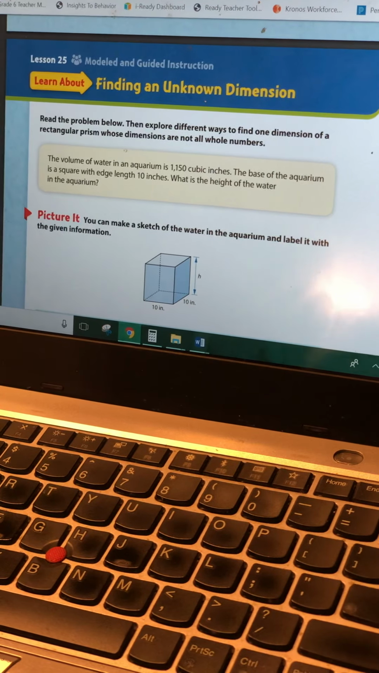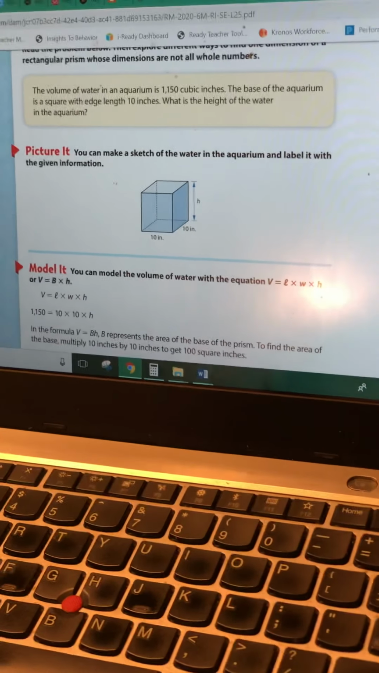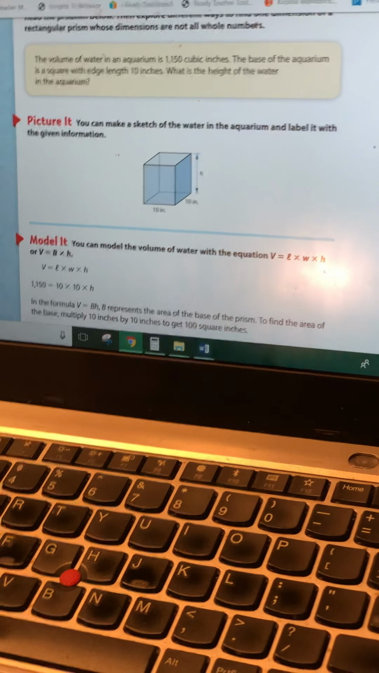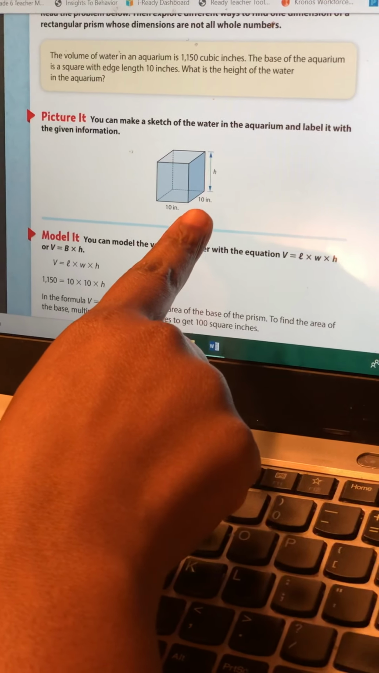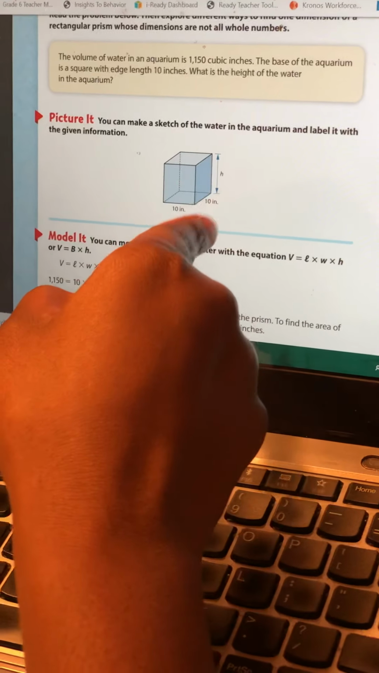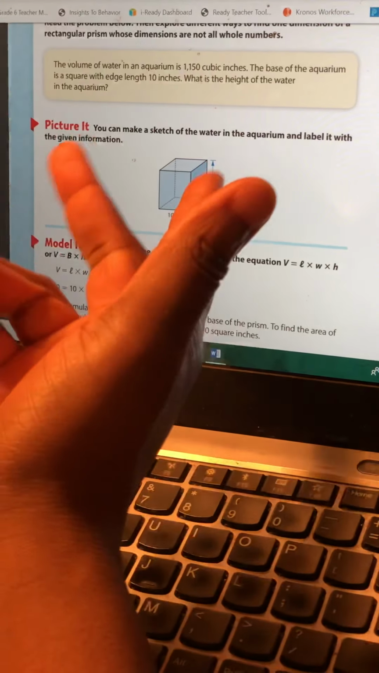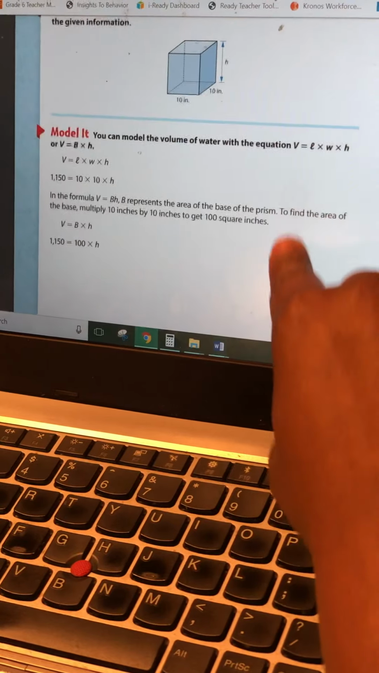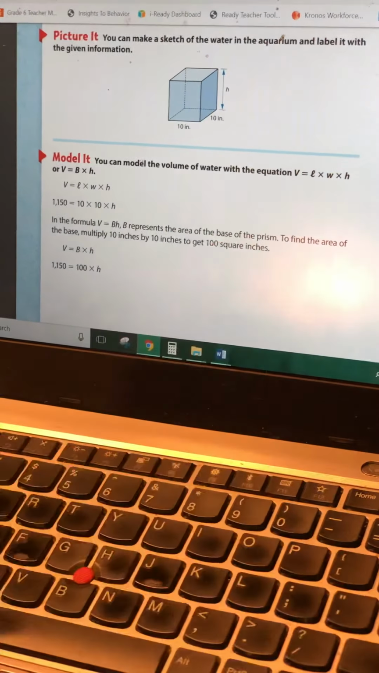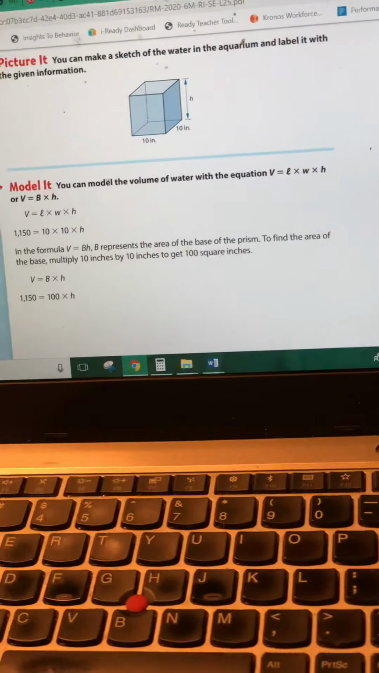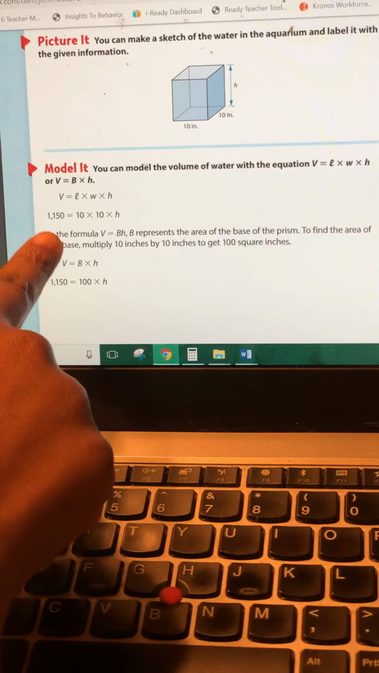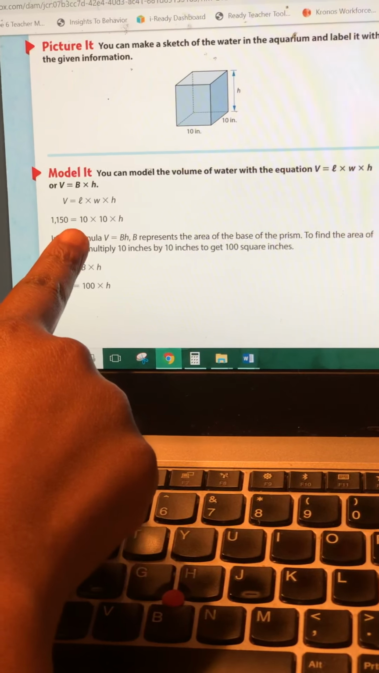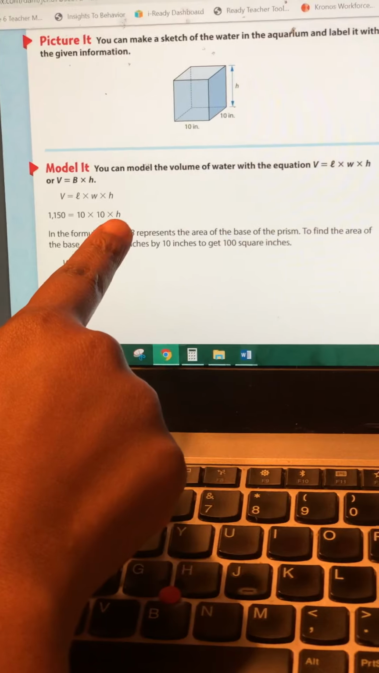Well, since it's a cube, we know that the cube is going to be the same dimensions all the way around, okay? So here we have 10 inches for the length, and we know the width is 10 inches. So now we have to see how high this particular cube is for this aquarium, okay? So that's to picture it. Down below you have the model it, where it says, okay, volume equals length times width times height. This time they give you the volume of 1150. The length is 10 times 10, but we don't know the height, okay?